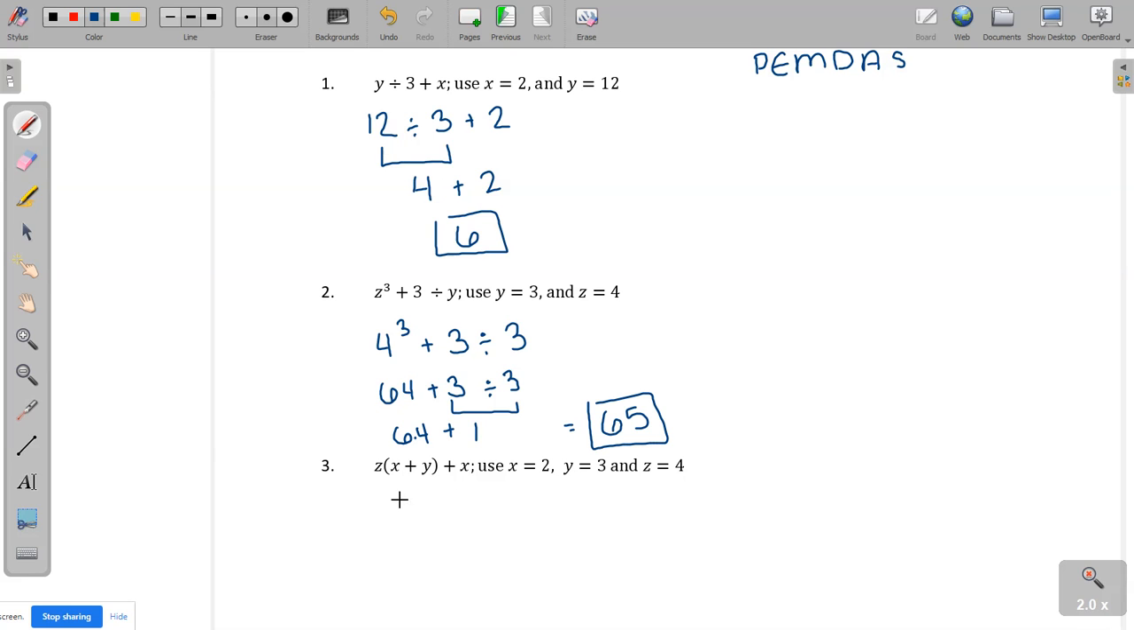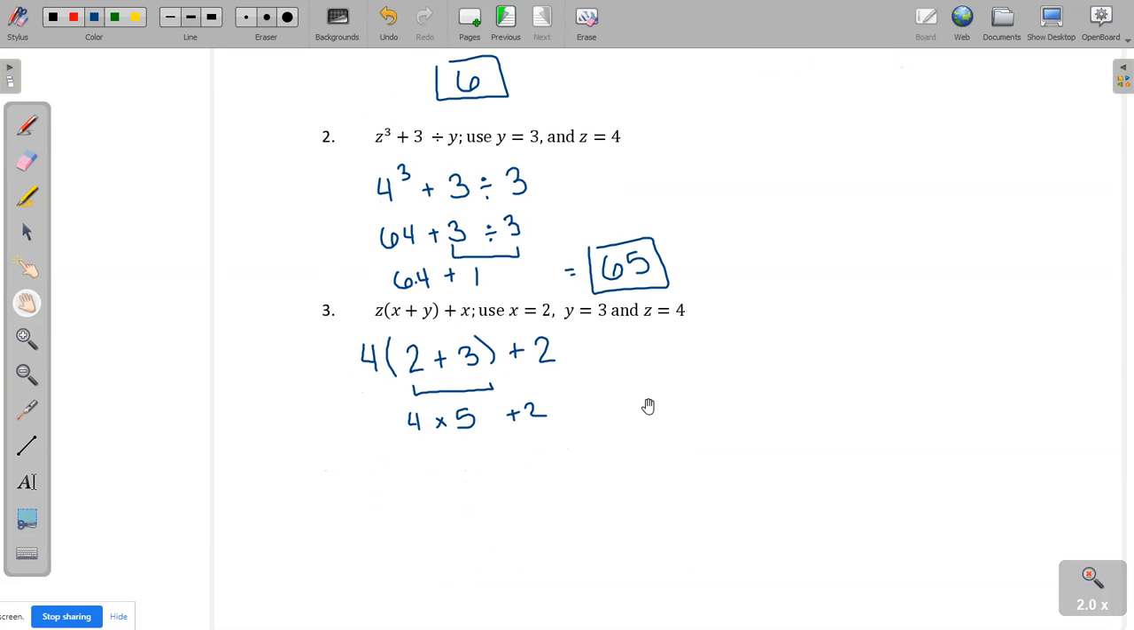The last one we're going to look at today, we're going to substitute z in, which is 4, times x plus y. So we have 2 plus 3 plus x, which is 2. So we take care of our parentheses first. 2 plus 3 is 5. I'm going to bring down times 4 plus 2.